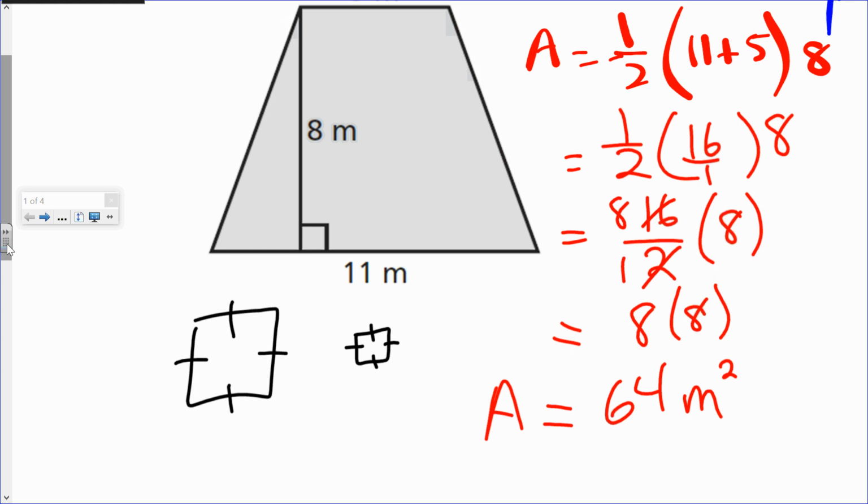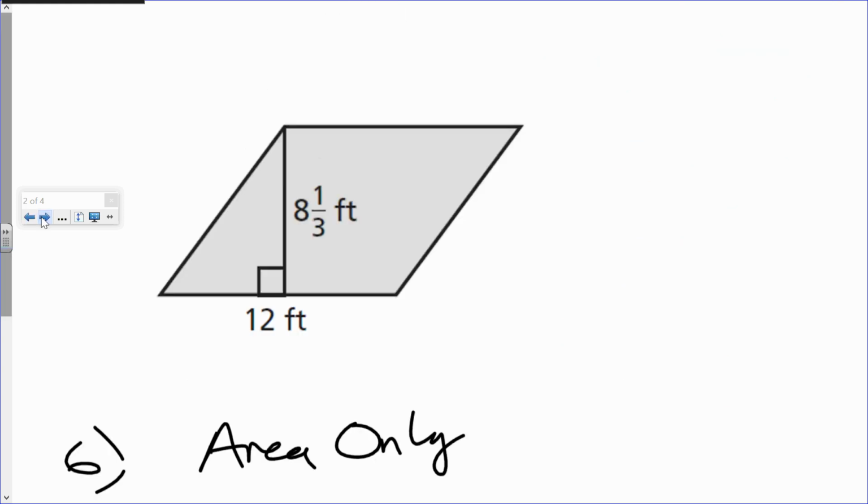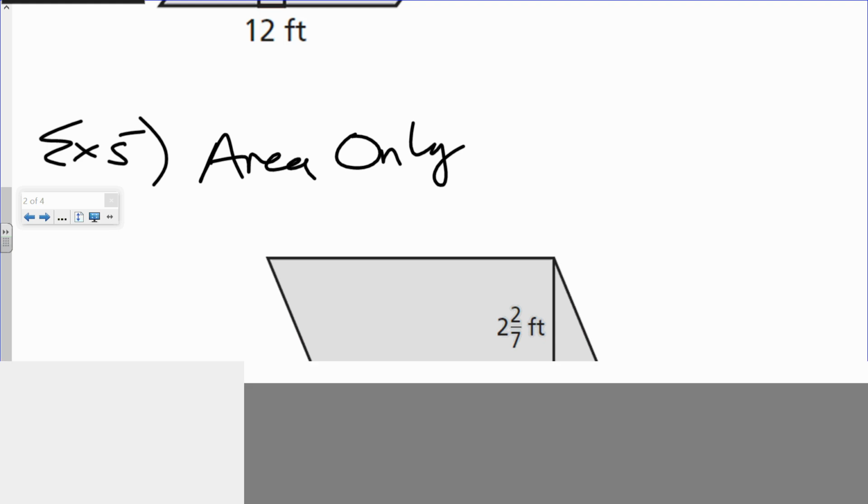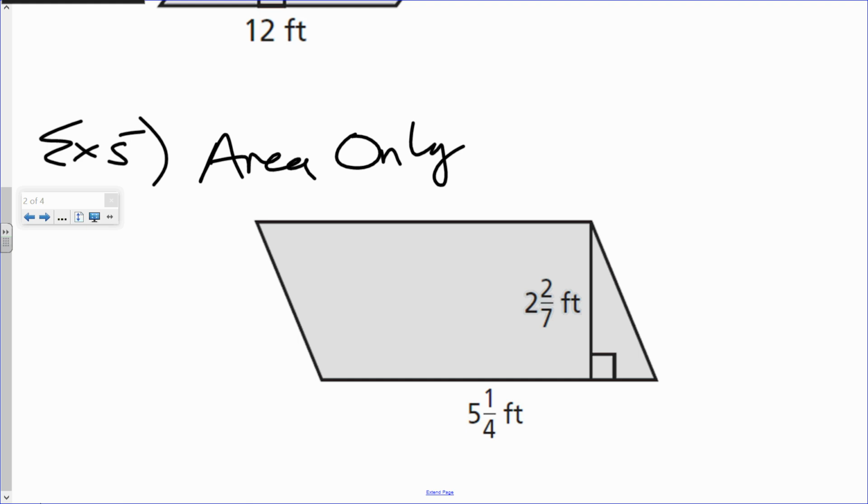Now, let's go on to example 5, rather. We're only going to do the area for this one. We're going to do a parallelogram now. Last example. Example 5. Let's find the area only. Going to draw that parallelogram. Yeah, separate sheet. That's fine. Last example. Draw that parallelogram.